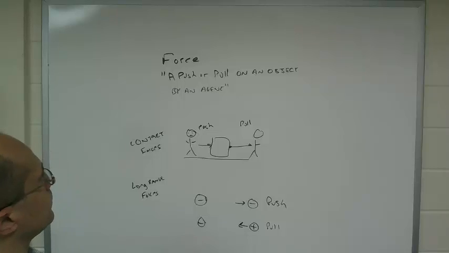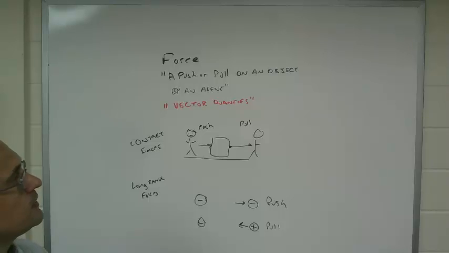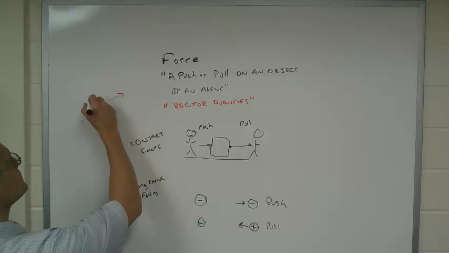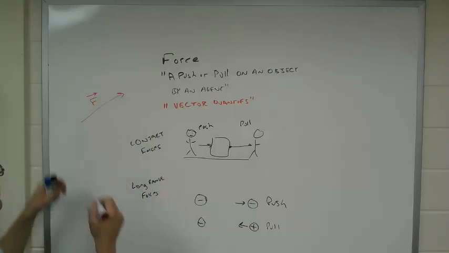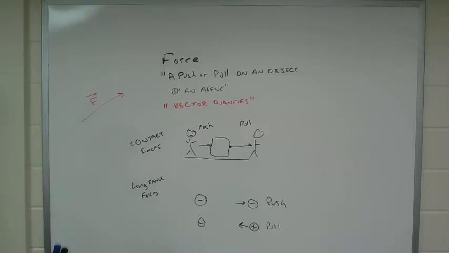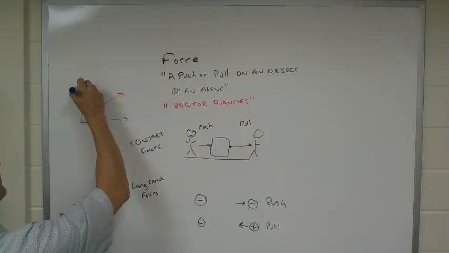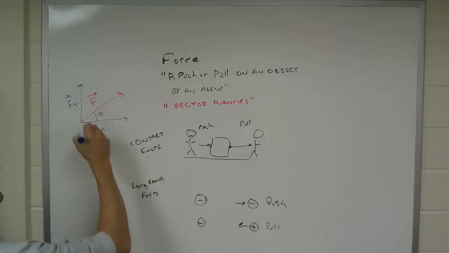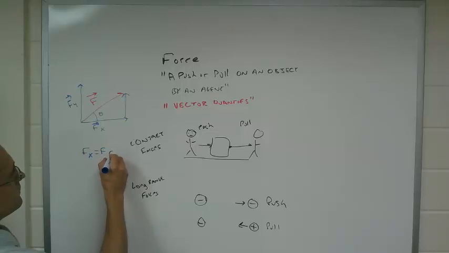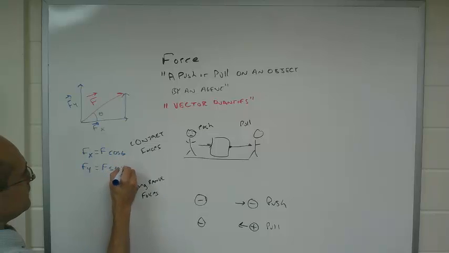Now another thing about a force is, forces are vector quantities, and need to be treated like vectors. That means whenever we have some type of force, we are going to have some type of arrow, with an arrow over the label. You'll have some angle associated with it, and you'll be breaking your vector up into Fy and Fx. The idea is that Fx will be F cosine theta, and Fy will be F sine theta.